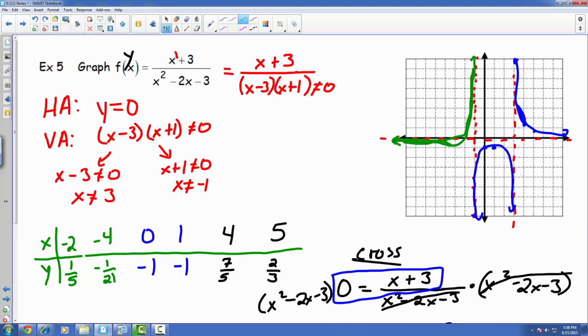Okay. So again, that is example 5 from the 0.2 number 2 set of notes.